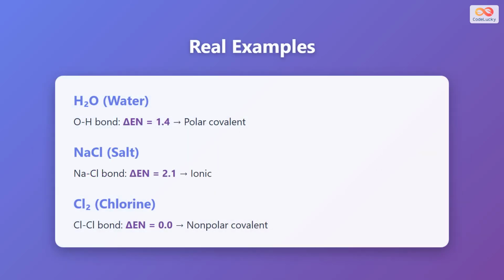Let's look at some real-world examples. In water, H2O, the oxygen-hydrogen bond has a delta En of 1.4, making it polar covalent. This polarity is why water has its unique properties. In sodium chloride, or table salt, the sodium-chlorine bond has a delta En of 2.1, making it ionic. That's why salt dissolves easily in water and conducts electricity when dissolved. Finally, in chlorine gas, Cl2, both atoms are identical, so delta En equals 0.0, creating a perfectly nonpolar covalent bond.